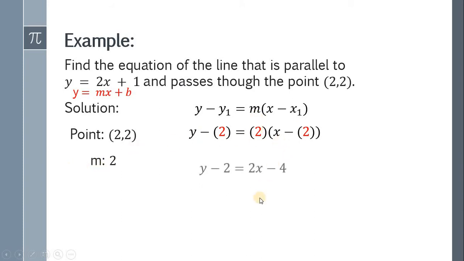Now simplify. We have y minus 2 equals, distribute yung 2, 2x minus 4. Lipat yung 2 sa kabila or plus 2 both sides. We have y equals 2x minus 2. And we're done.